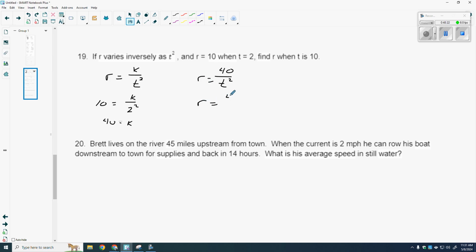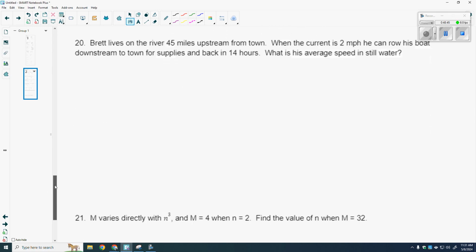So go back to my equation, 40, plug in 10, square it, and I get 40 over 100. What does that reduce down to? 2/5? 20 goes into both, yeah, 2/5. You can go to decimal if you want, 0.4. Either one, R equals 2/5 or R equals 0.4. That's pretty painless.